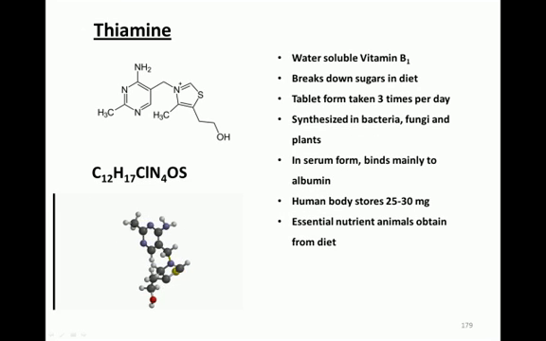Thiamine, also known as the water-soluble vitamin B1, it breaks down sugars in the diet and is synthesized by bacteria, fungi, and plants.